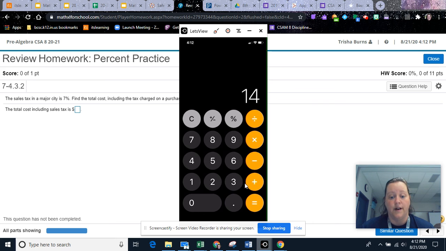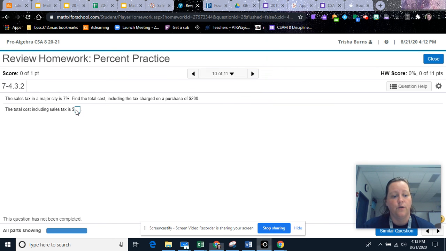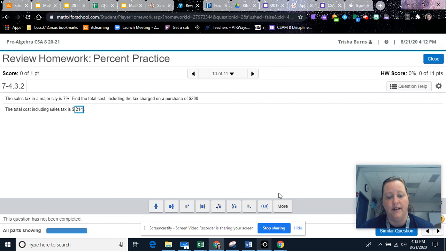But you want to find the total cost. So then at the end, you're going to want to add your $200 back, because you had to pay the $200 plus the $14 sales tax. So your total would be $214.